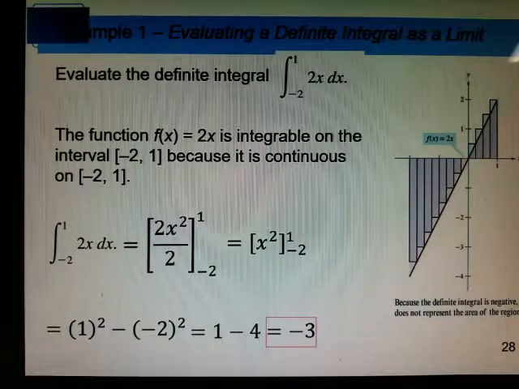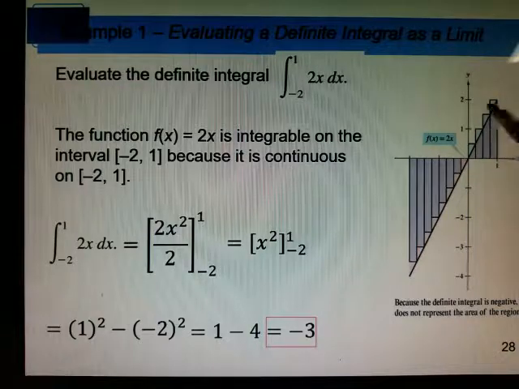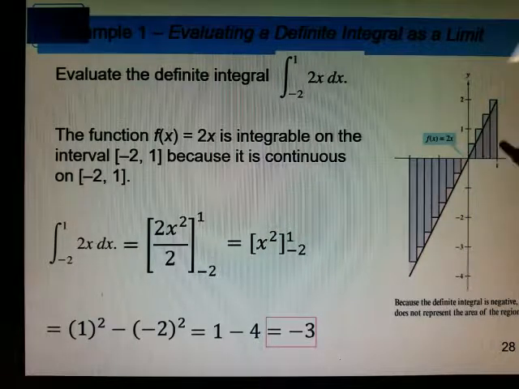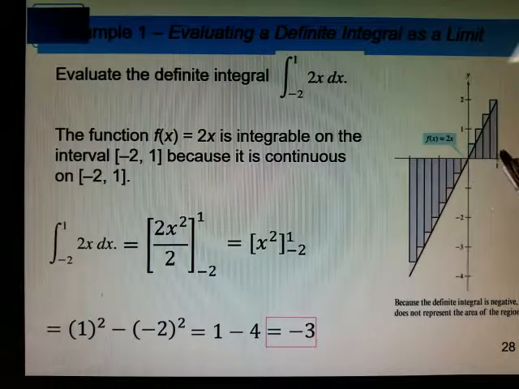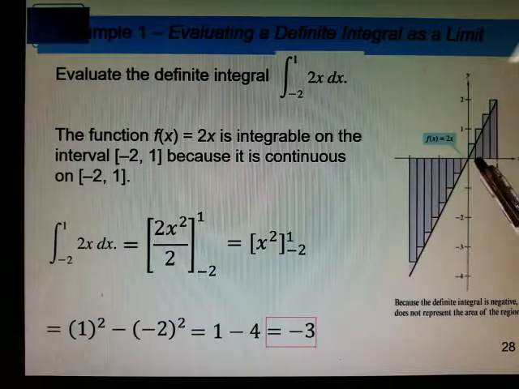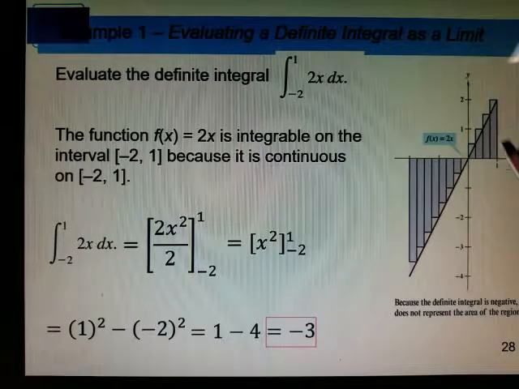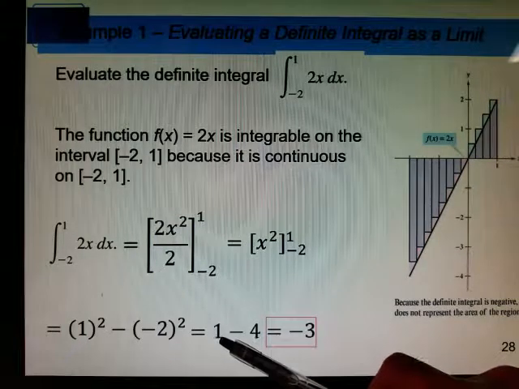Now we're going to talk about this graph a little bit here. If I was to look at the area of this triangle right here, I just want what's from the line, ignoring the blue, just what the purple part is. The base of this triangle is 1, and this height is 2. So the area of this would be 1/2 of 1 times 2, which happens to be 1.